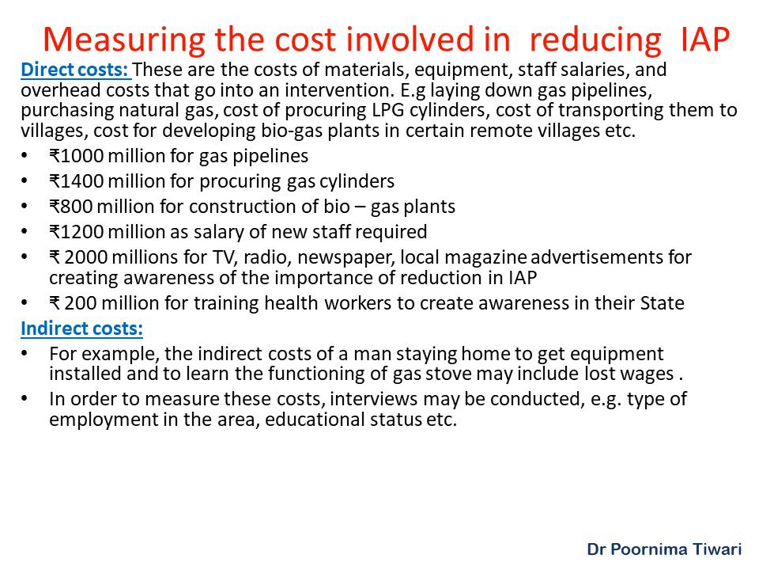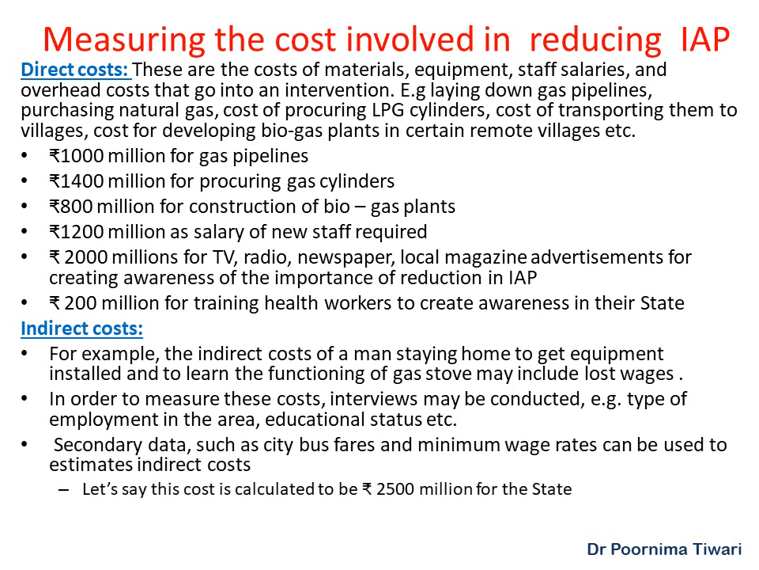You need to conduct interviews, doing surveys, for example, on the type of employment in that area which has been foregone, the education status of the population, other data like city bus fares, the minimum wage rate of the area, so that you know the cost of lost wages, etc. Now let us say this indirect cost came out to be 2500 million rupees for the entire state.